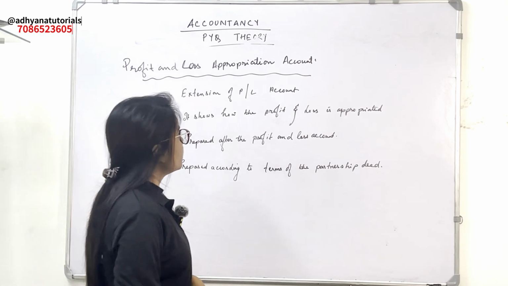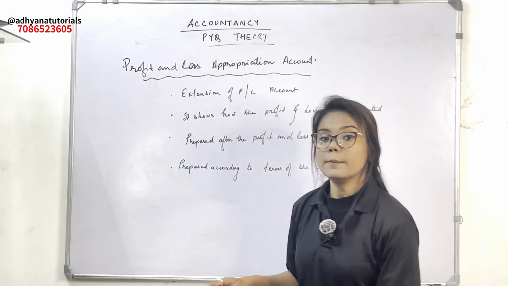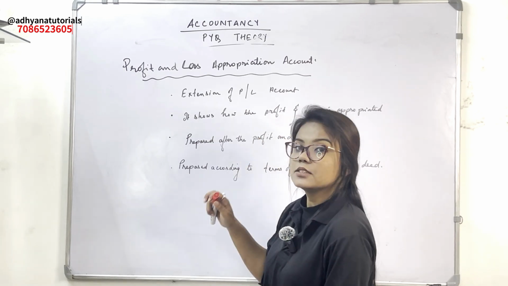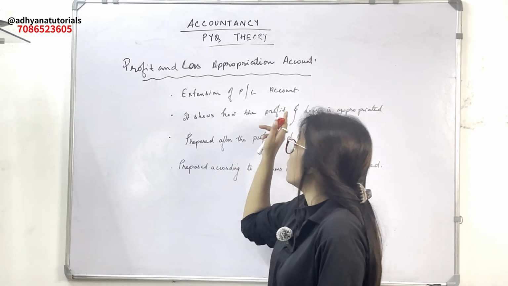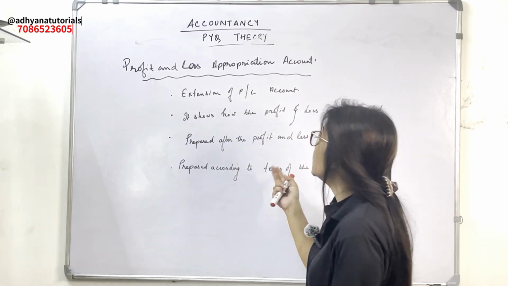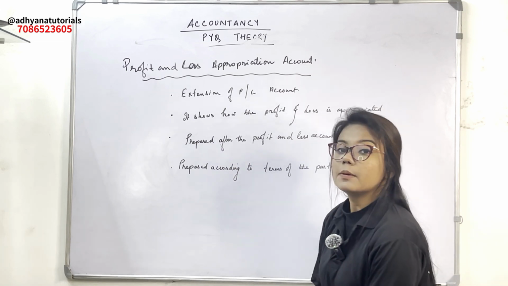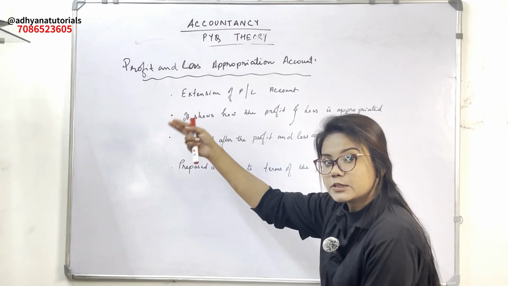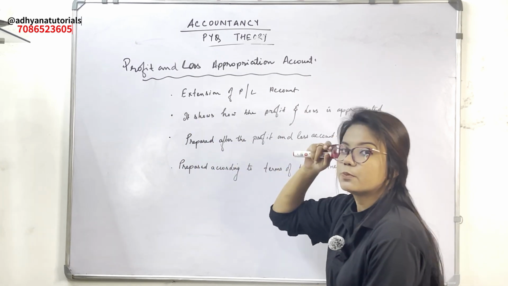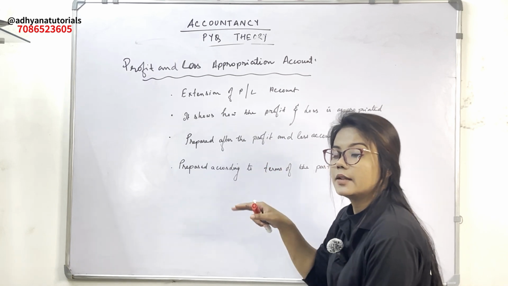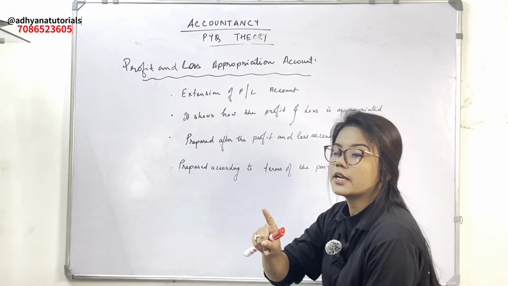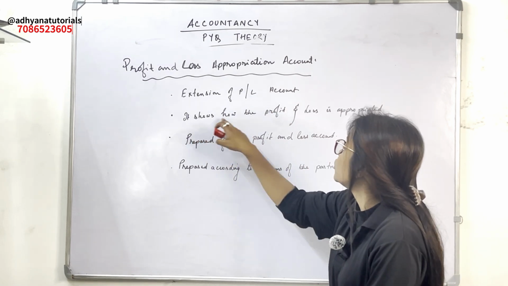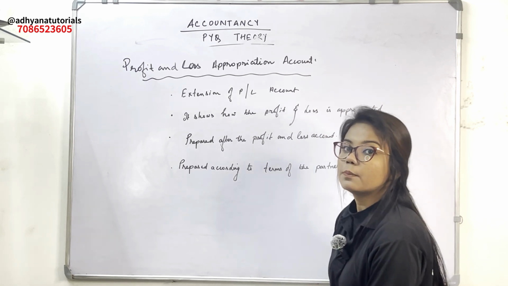Profit and loss appropriation account is an extension of PL account. PL account is the profit or loss account, the statement we prepare to analyze whether our business has made a profit or a loss at the year ending. After that account is prepared, in a partnership business one more account is prepared, that is the profit and loss appropriation account. It shows how the profit and loss is appropriated, meaning distributed among the partners.